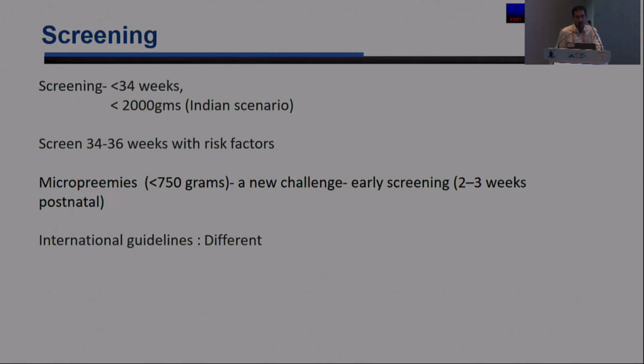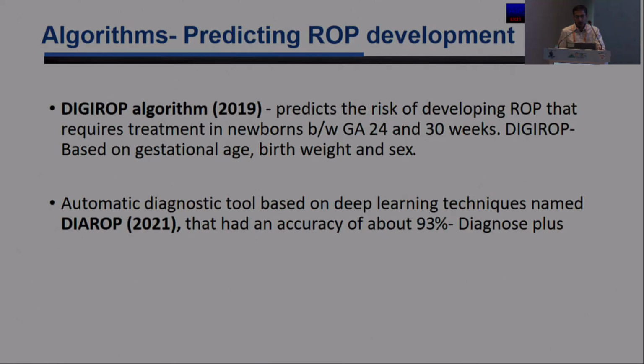Their survival is increased. So there is an increase in the incidence of ROP we are noting, and to be focused on are the very extreme low birth weight babies, less than 750 grams, who need to be screened early at 2 to 3 weeks of age, because they are at more risk of developing aggressive ROP. There are various algorithms which are predicting ROP development based on the demographic profile of the babies, their gestational age, birth weight or sex, and even AI-enabled tools are reasonably capable of predicting ROP development. So these can be used by the pediatricians to refer babies to the ophthalmologist.